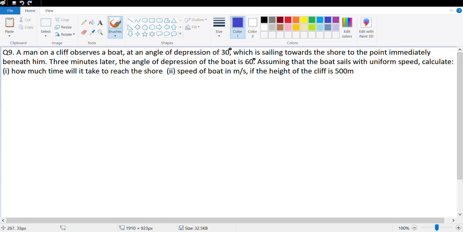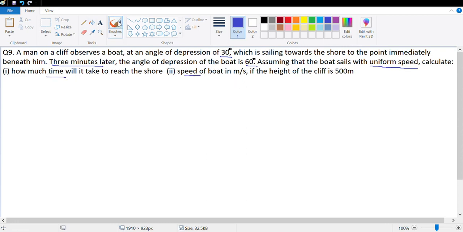A man on a cliff observes a boat at an angle of depression of 30 degrees, which is sailing towards the shore to a point immediately beneath him. So it's coming towards the cliff. 3 minutes later, the angle of depression is 60 degrees. Assuming that the boat sails with uniform speed, calculate how much time and speed.